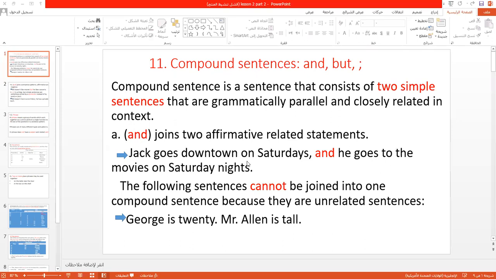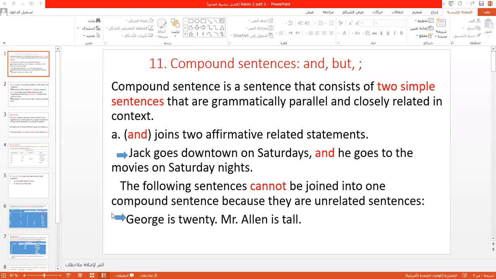Look, so both sentences are in what? Look, this is goes, and here the verb also goes. So both of them are in the simple present tense. Both sentences deal with what? Deal with something that has been done by Jack. So here Jack goes downtown, here he means Jack. So the two sentences are grammatically parallel and they are closely related in context.